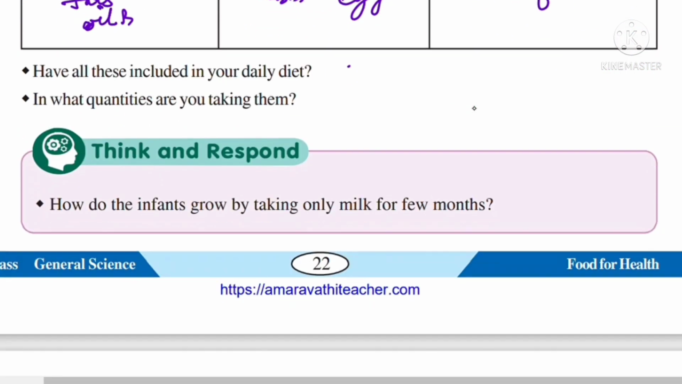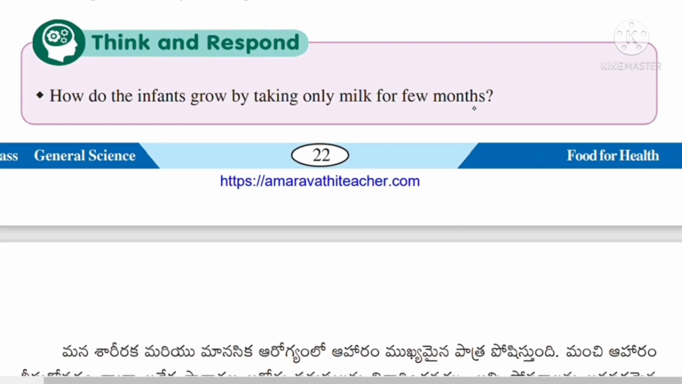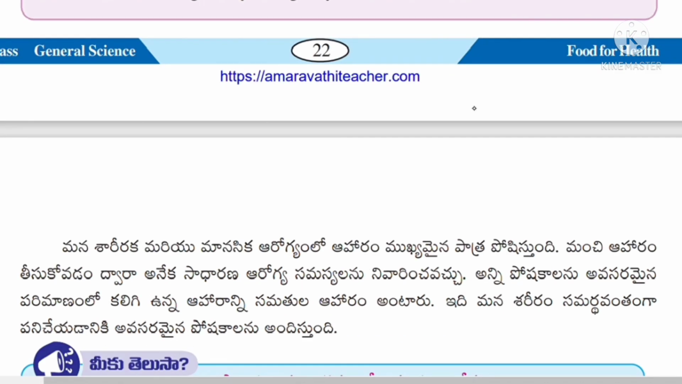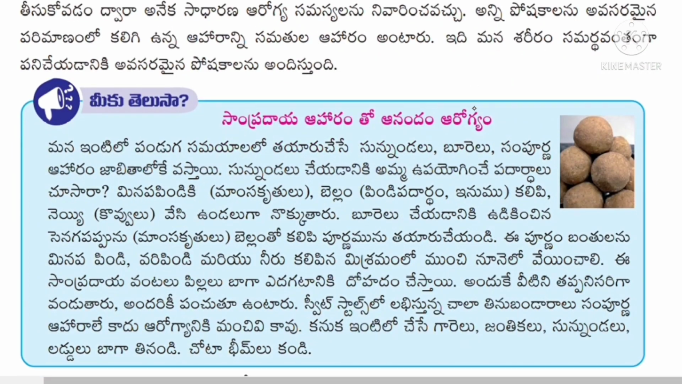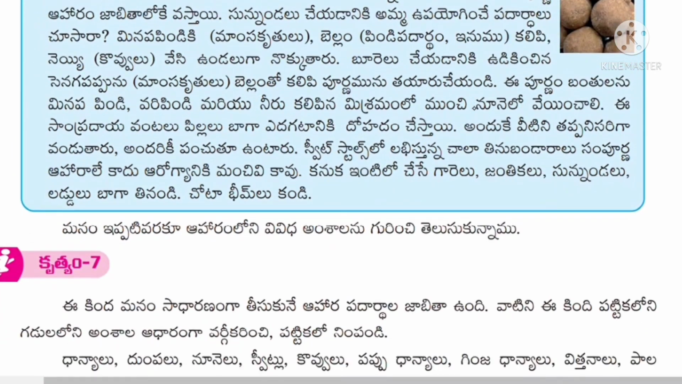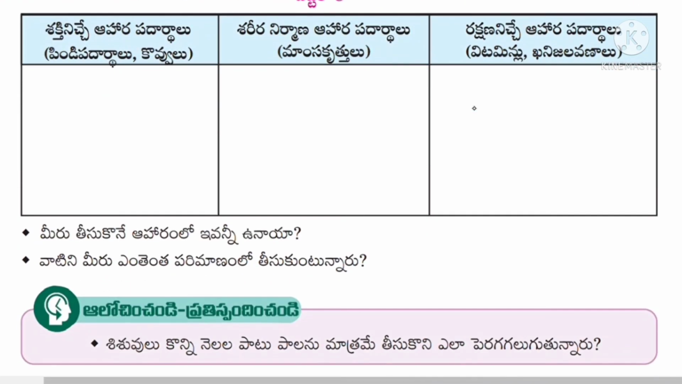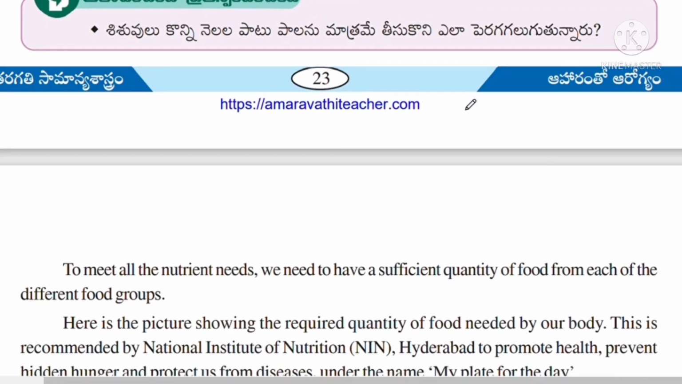How do infants grow? By taking only milk for a few months. Because infants cannot digest the remaining foods, they can digest only milk. Since they are smaller in size, the quantity of food they take is also very little. So infants take only milk for their early needs.